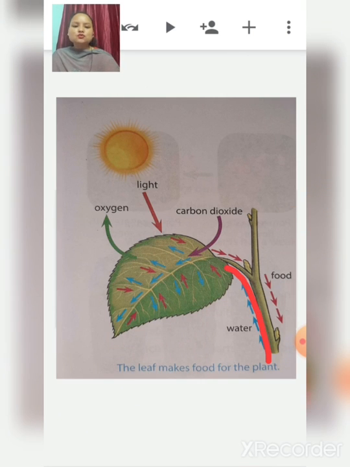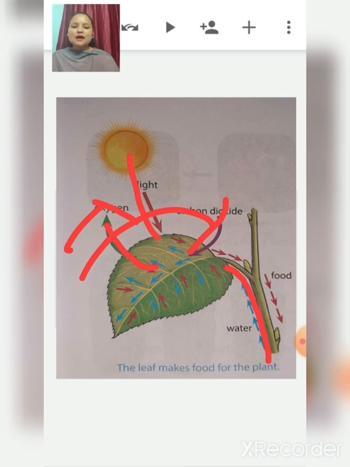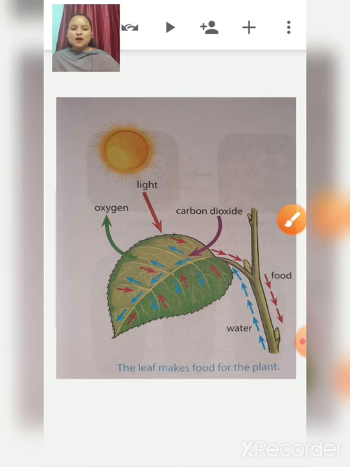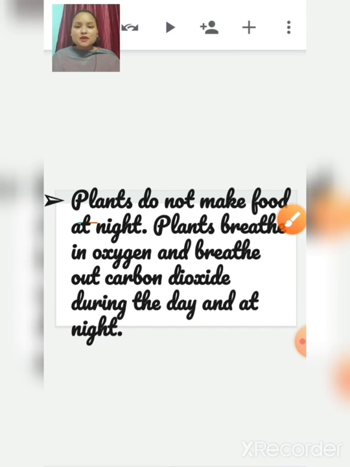Water is carried through the stem to the leaves. Then air enters through the stomata, that is carbon dioxide, and light they need, and they exhale oxygen. And the food which is made by the leaf is carried through the stem to all parts of the plant.